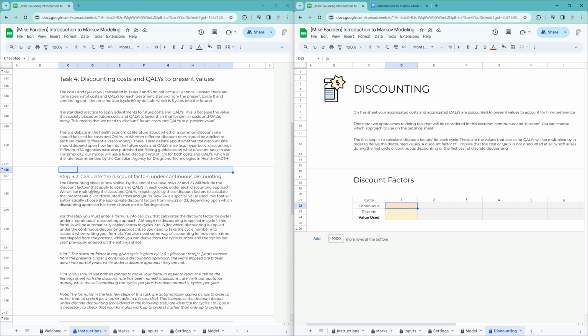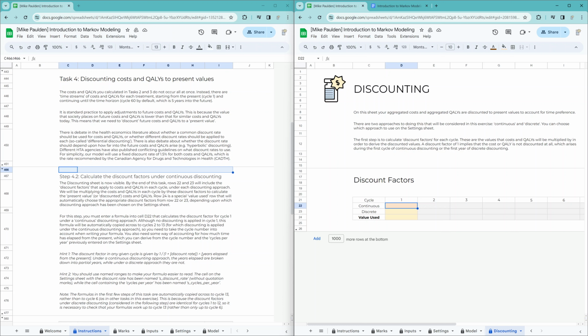So under continuous discounting, you discount continuously throughout the year. So you will have a discount factor of 1 to begin with. You don't discount in the first cycle, but then you're going to have a discount factor that's below 1 in cycle 2. So even a cost that arises just 1 month from now, you would discount a tiny bit. And then in cycle 3, you discount a tiny bit more than that. And then after 12 cycles, so a year from now, you would be discounting at 1.5% per annum, right? So the same as you would under the discrete approach.